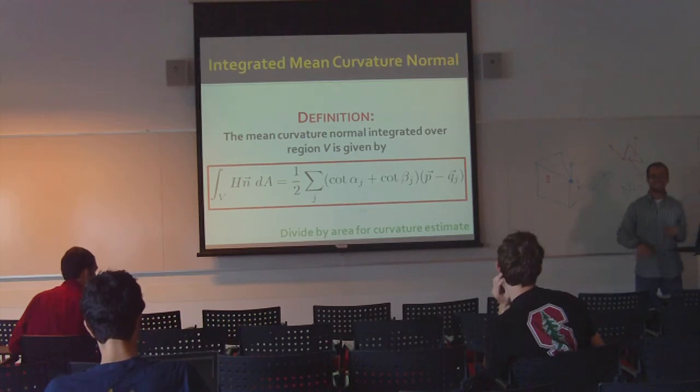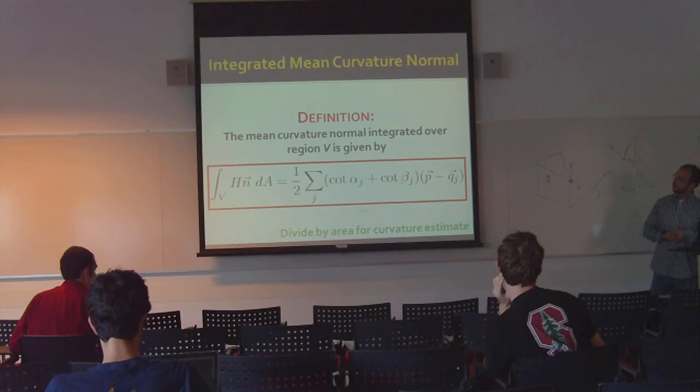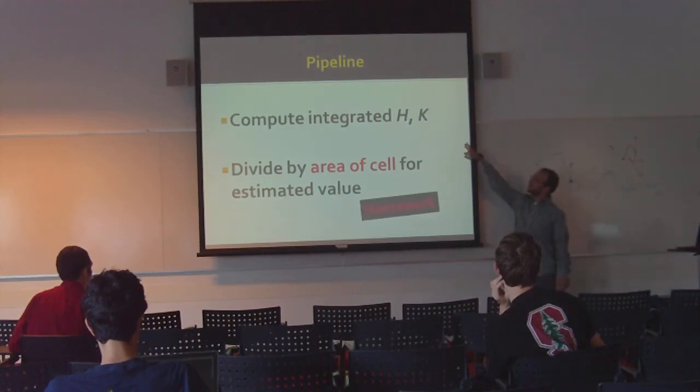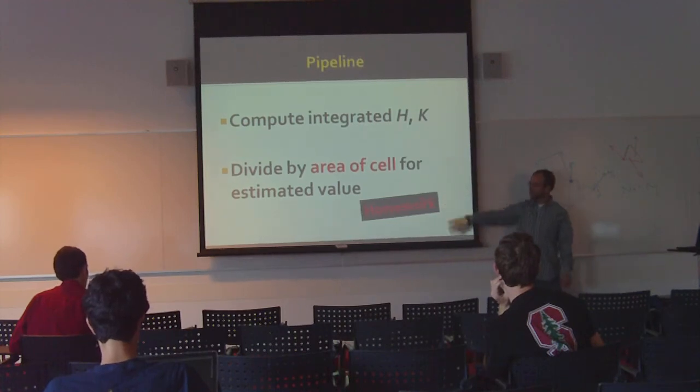But it's consistent. And for a lot of, especially simulation applications, preserving these things exactly can give you a big win for certain things. So what do we do? Our pipeline is we compute these integrated Gaussian and mean curvatures. Once again, if you want pointwise, you just divide by the area of the cell.